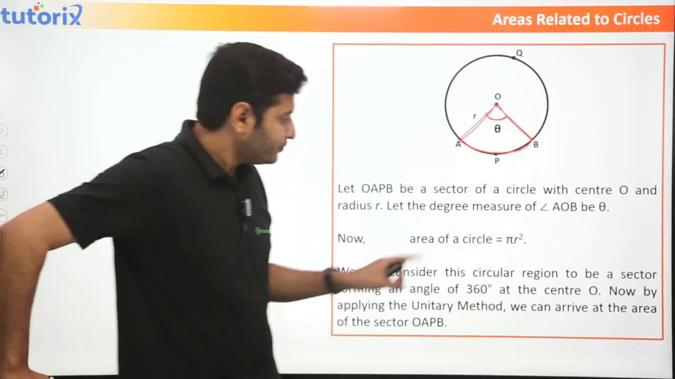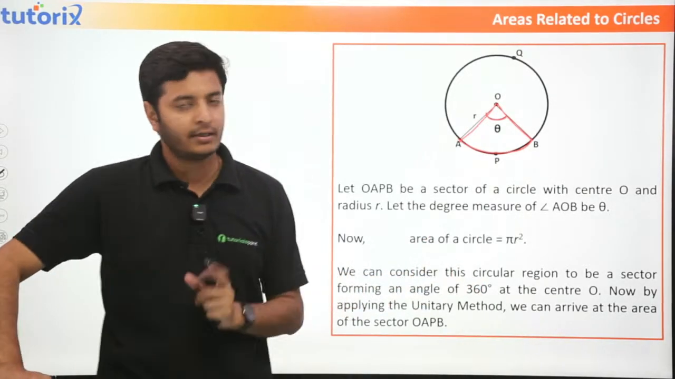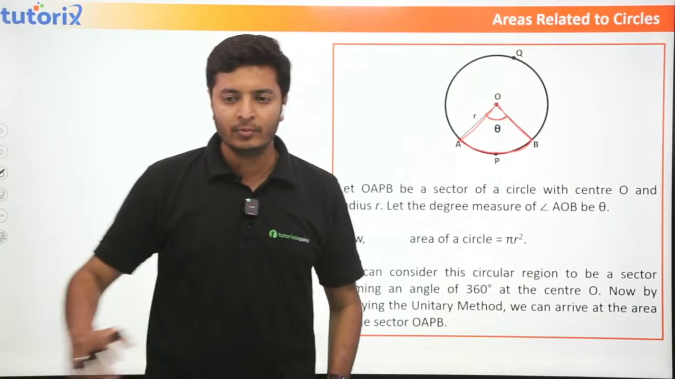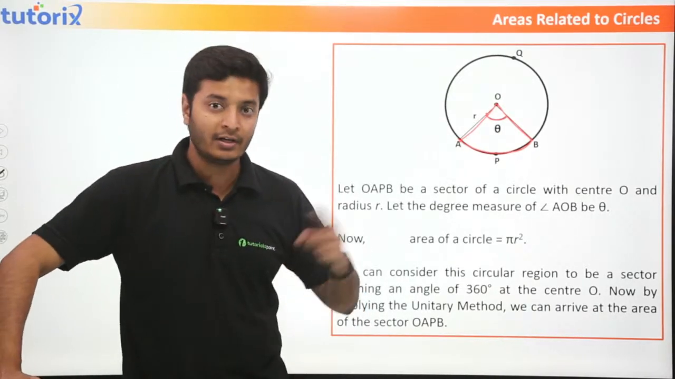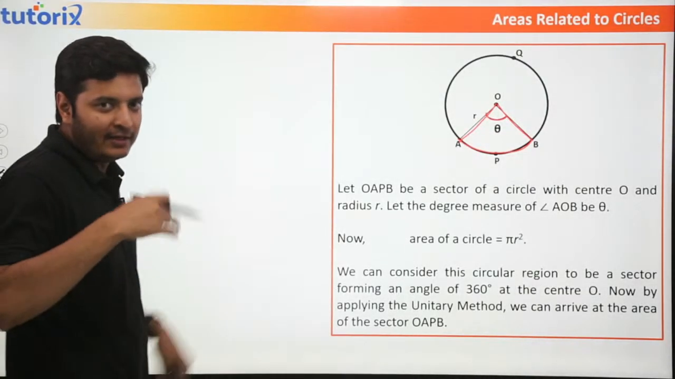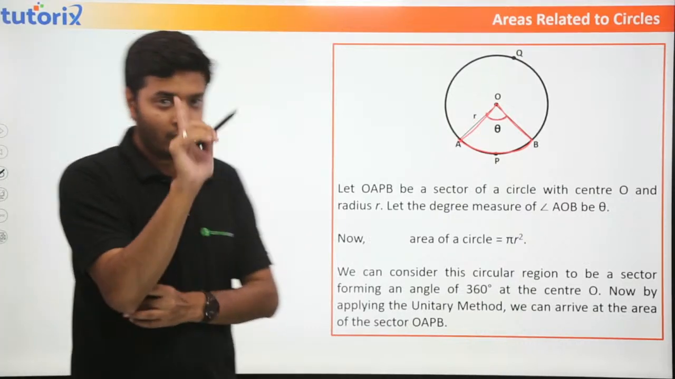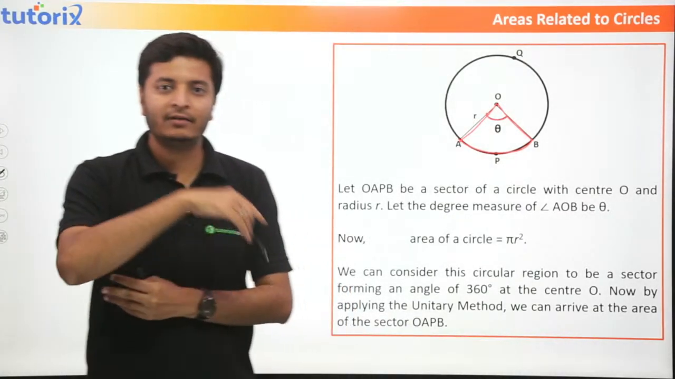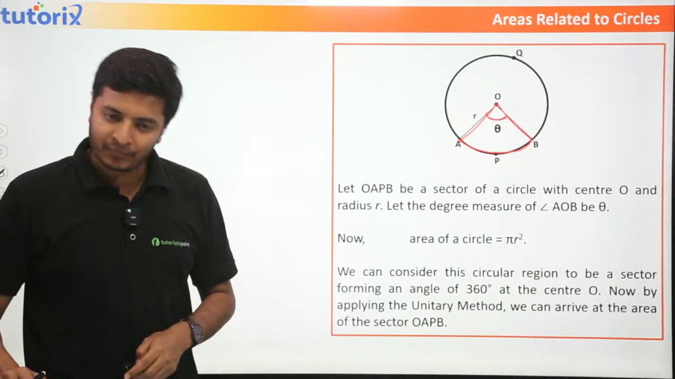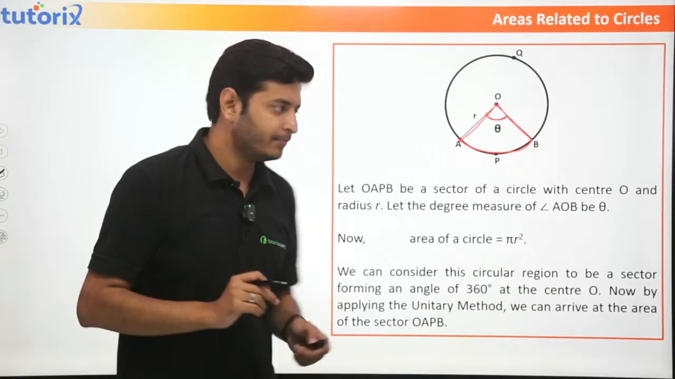Now this area of circle is required to find the area of sector. How? In 7th or 6th class you may have understood the concept of unitary method, correct? Where a price or value of something is given, then we are going to find the value for one single thing, then we are going to find the value of how much is required, correct? Same concept we are going to apply here to find the area of sector.